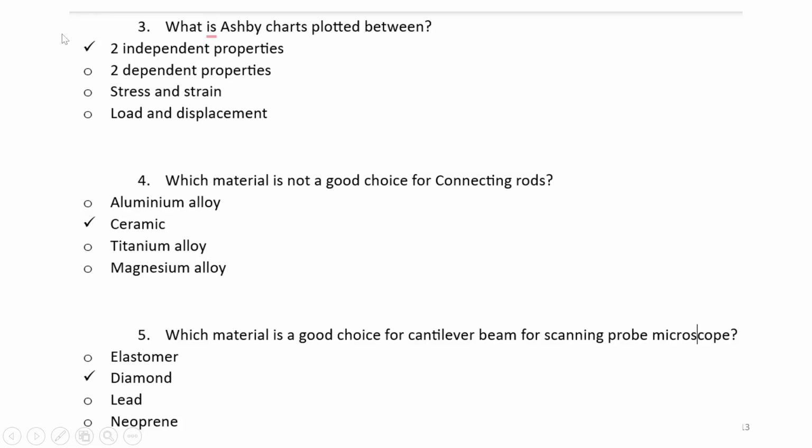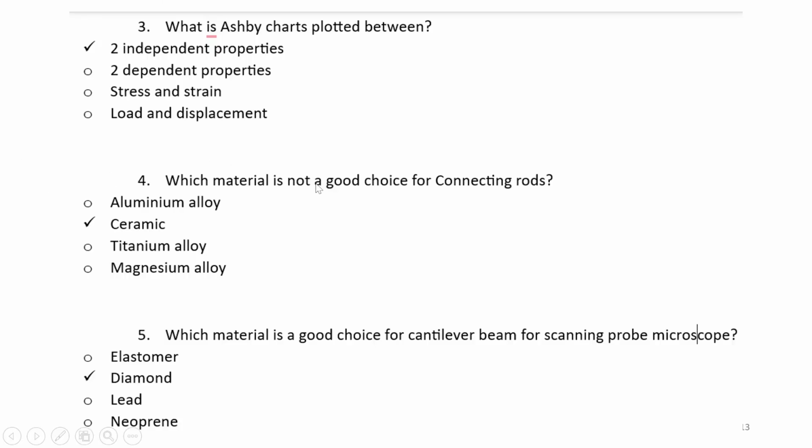Next question is HB chart is plotted between. Your options are two independent properties, two dependent properties, stress and strain, or load and displacement. So the correct answer will be two independent properties. HB charts are plotted between, such as yield strength versus density, or elastic modulus versus yield strength, or other independent properties.